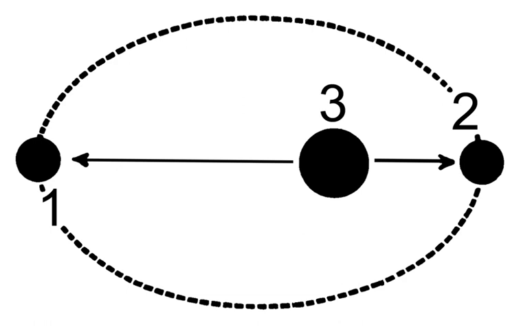Specific relative angular momentum h = sqrt((1−e²)μa). Specific orbital energy ε = −μ/(2a).